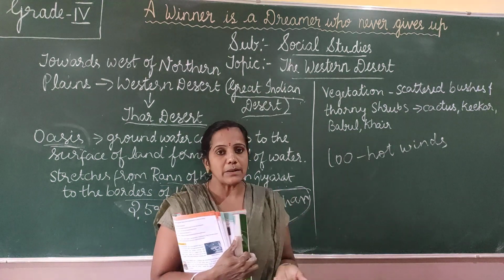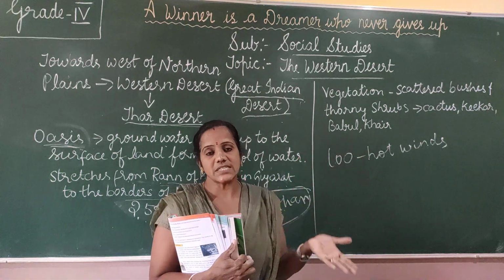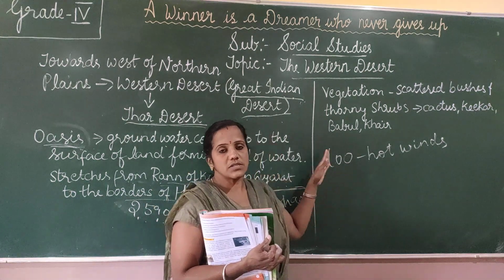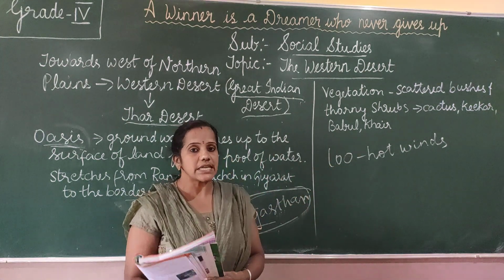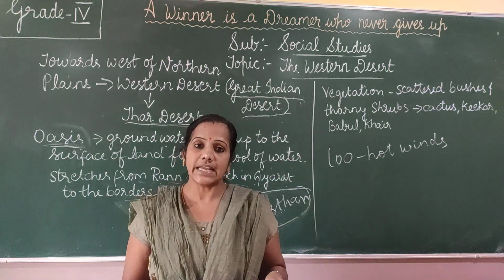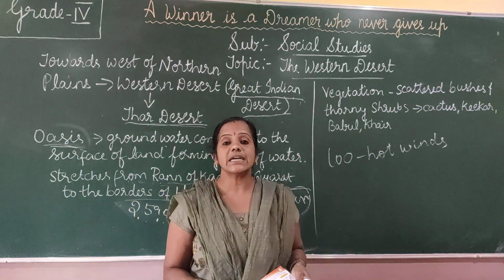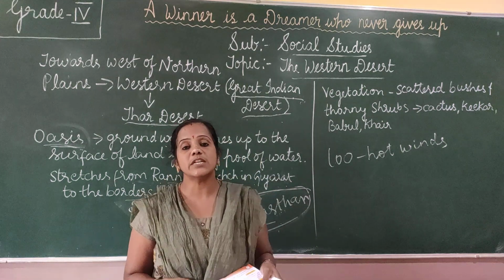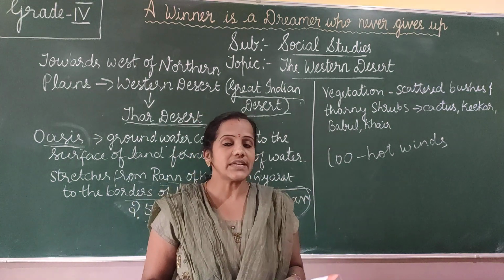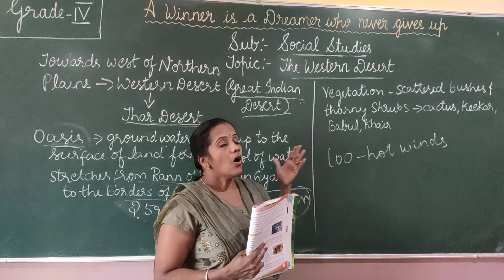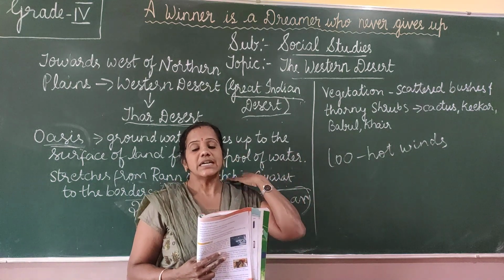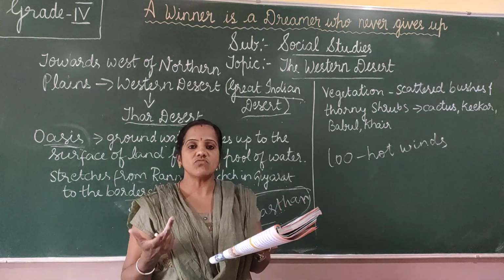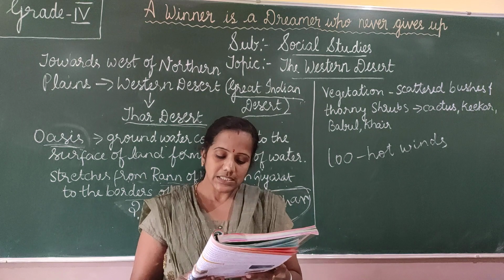So during the summer season, the hot winds from this desert region, called Loo, blow towards Uttar Pradesh and Delhi, increasing their summer temperature. These places also become very hot because they receive the hot winds blowing from this desert region, so the temperature is high in these states in the summer season.